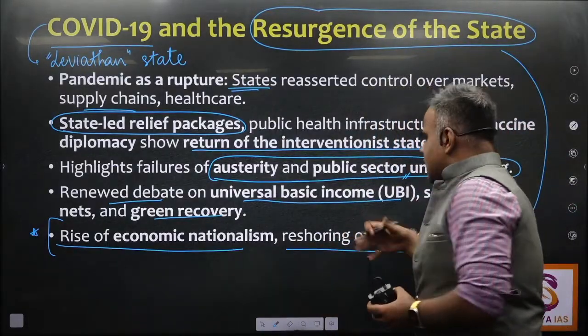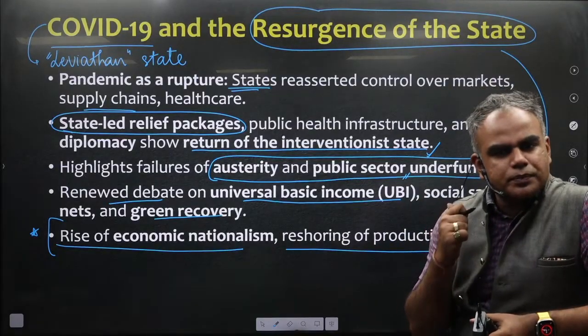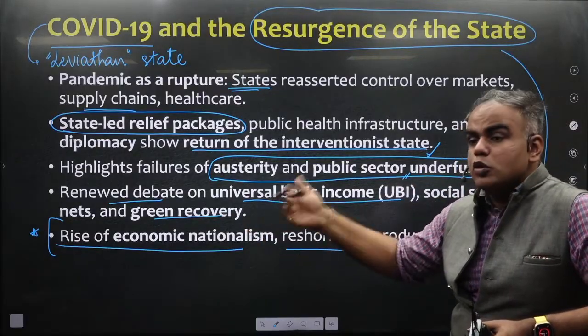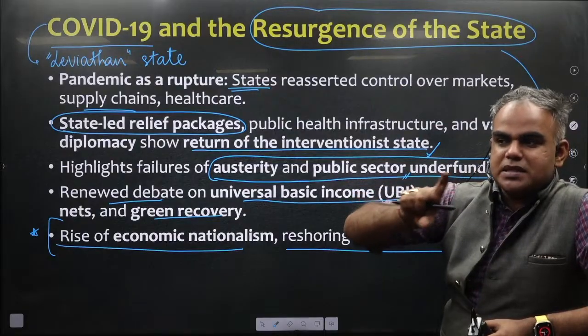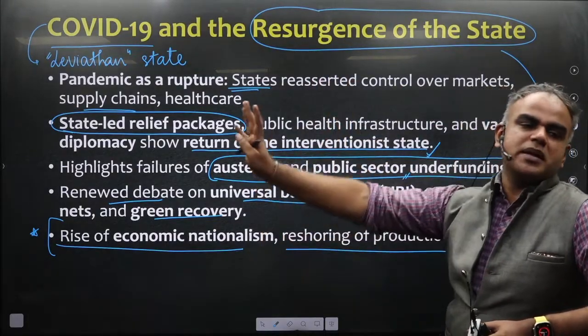Reshoring of production, and what is happening in this? Alteration of global supply chains. A lot of nations are looking inwards, which also tells you about the deglobalization question that came. So now think, a simple question like deglobalization versus globalization, you can answer from different perspectives also.